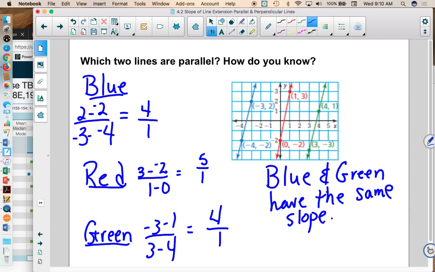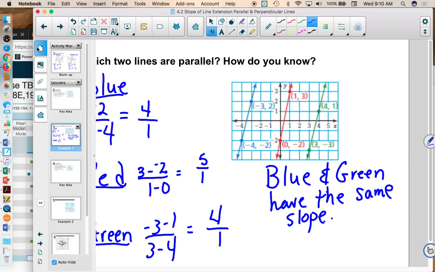Now I have completely answered the question. Blue and green have the same slope. They're parallel.